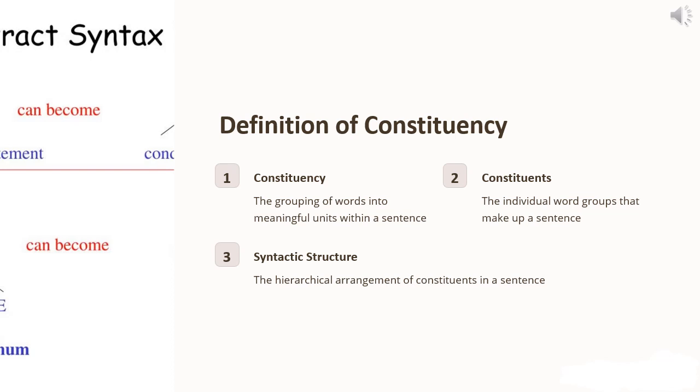The syntactic structure is hierarchical, meaning that words and phrases are arranged in a structured manner, with smaller units combined to form larger units. This hierarchical organization is typically represented using tree diagrams, where each node in the tree represents a constituent, a word or a phrase, and the branches indicate how these constituents are combined.